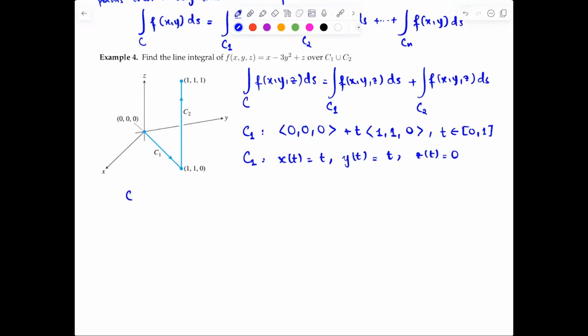Now for path C2, well, you start at the point 1, 1, 0 and you end at the point 1, 1, 1. So 1, 1, 0 plus t times the direction vector, which is 0, 0, 1, for t between 0 and 1.